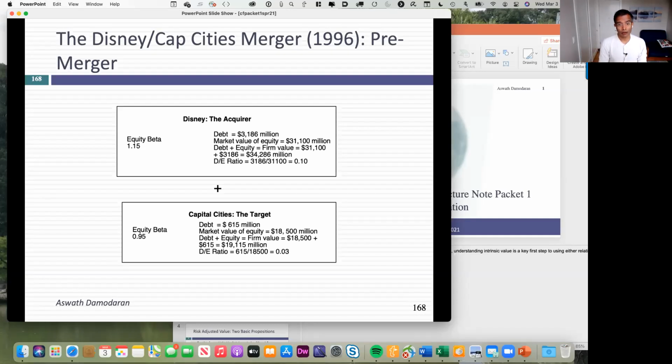So that's what Disney looked like. Cap Cities had an equity beta which was lower, 0.95, but they had very little debt, only 3% debt. So you've got a $34 billion firm taking over a $19 billion firm. So let's assume the task you were given was estimating what the beta for Disney would be after the merger.